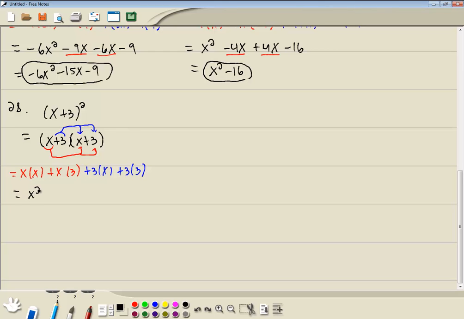Well, x times x is x squared. x times 3 is 3x. 3 times x is 3x, and 3 times 3 is 9. Which gives us x squared. Always combine together like terms. Like terms, same variable, the same power. 3x plus 3x is 6x. And that would be our answer.